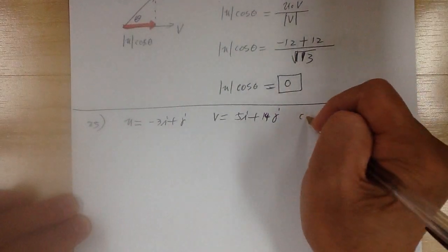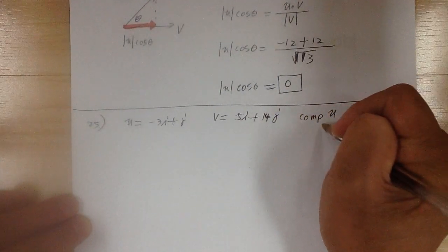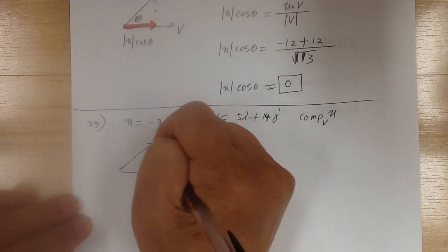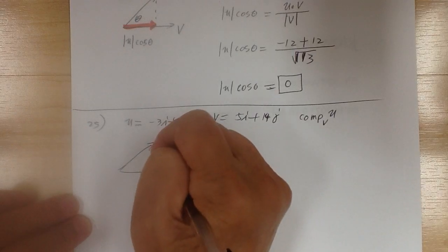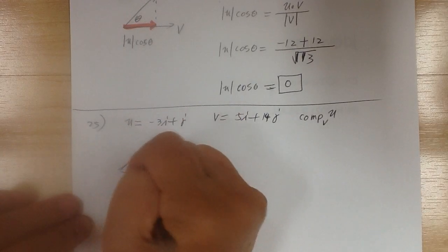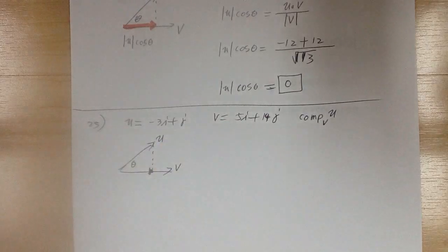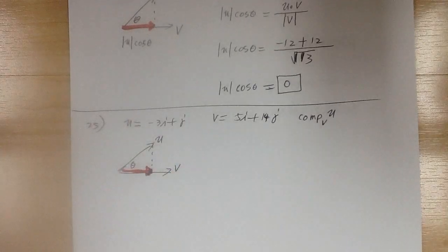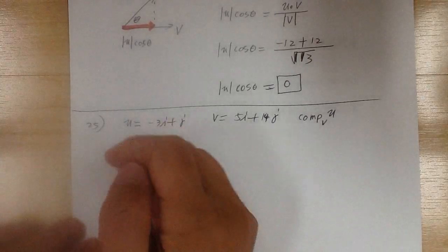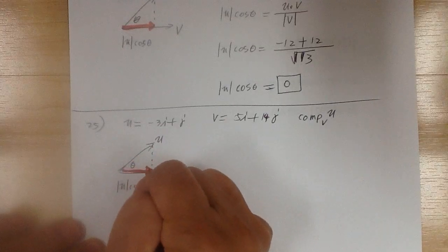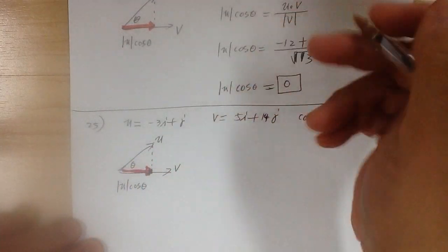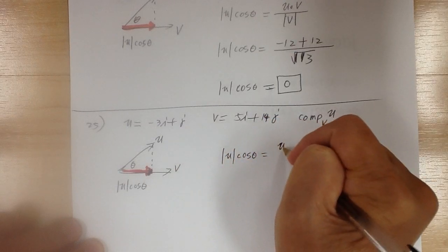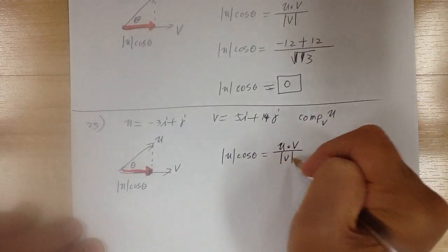So again, you're looking for the component of u casting on v. You can draw your picture to help you visualize. That's u, that's v. The shadow of u casting on v is this right over here. The length of the shadow would be u cosine theta. So from the previous problem, u cosine theta will equal u dot v over v.